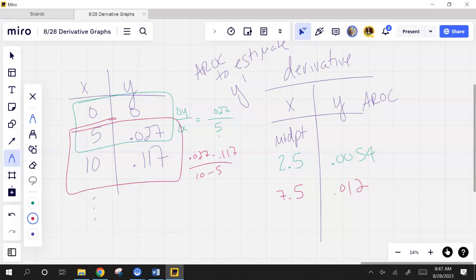This is not hard, it's just tedious, for the whole table. And then when you graph it, you can put it on the calculator and let it graph, but these are all estimates of slopes.